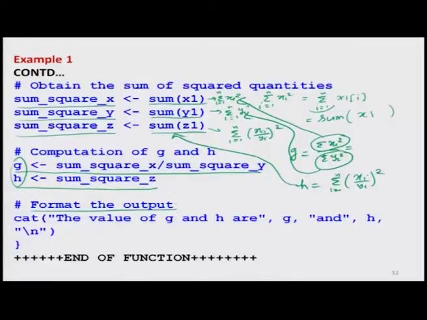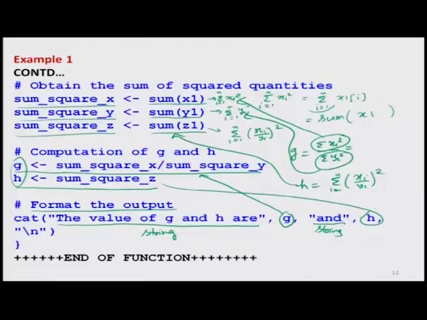For example, I want the outcome to be reported like "the value of g and h are". So this is going to be a string, and then whatever value is obtained here for g should come here. Then there should be another string, and whatever value of h is obtained should come over here, and then it should change the line.